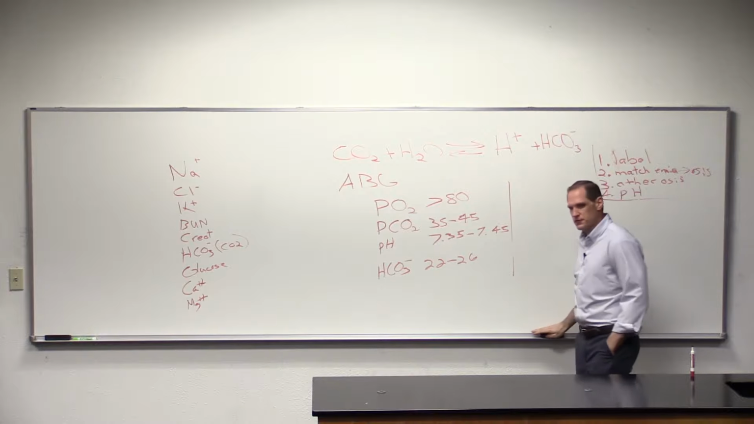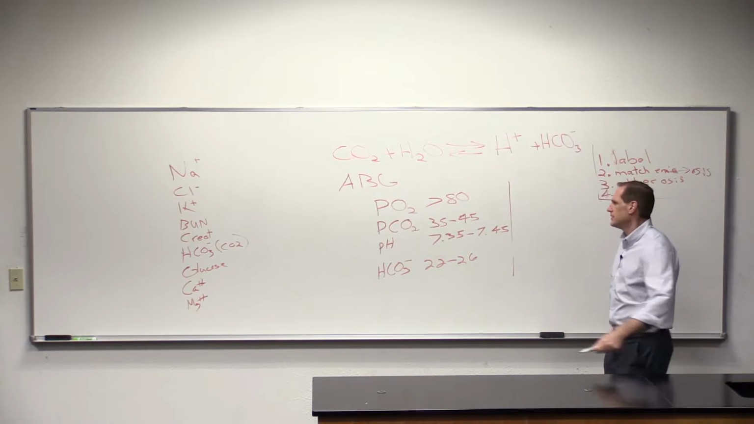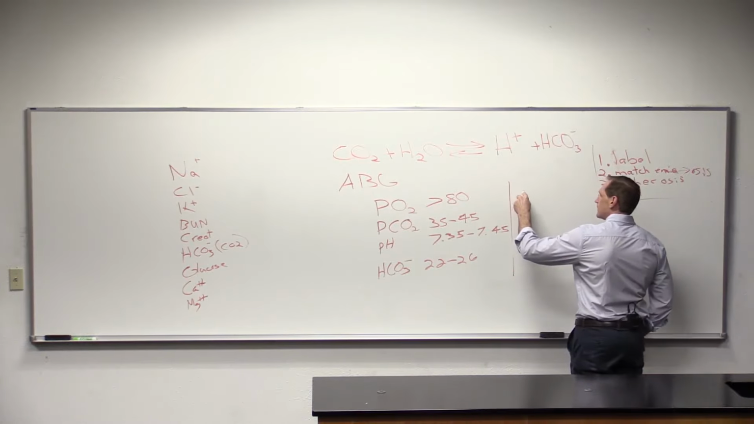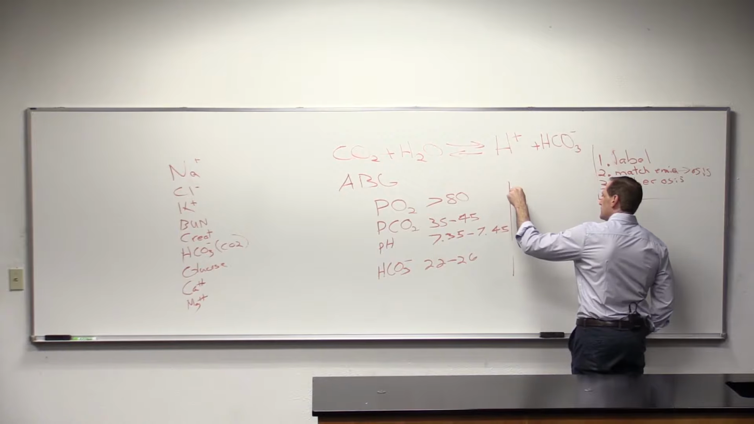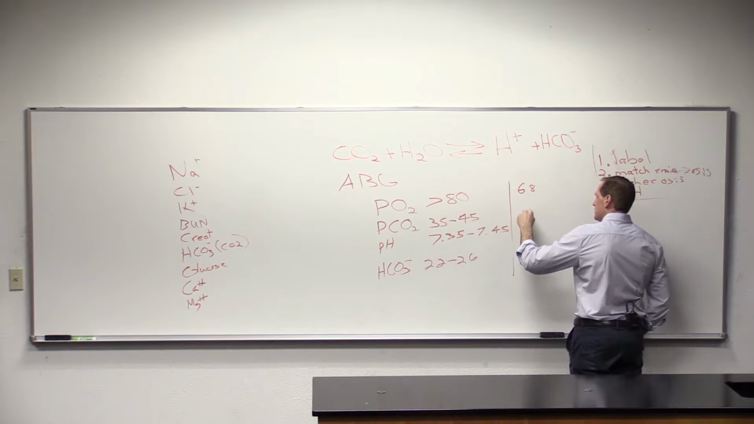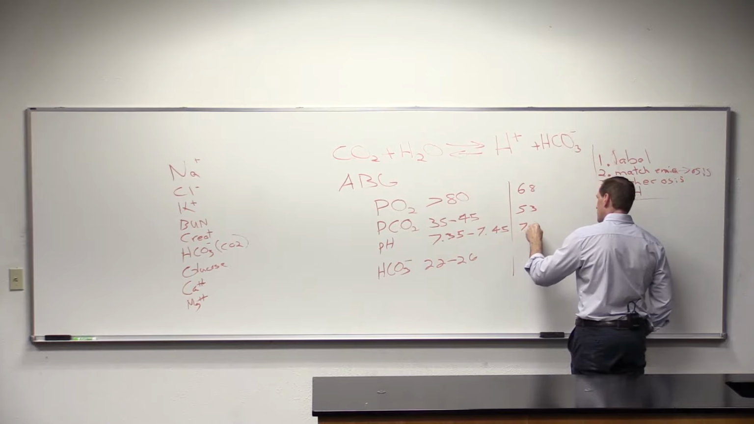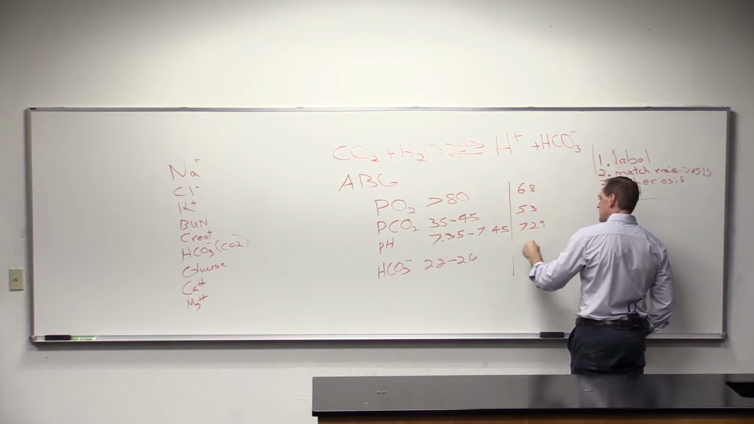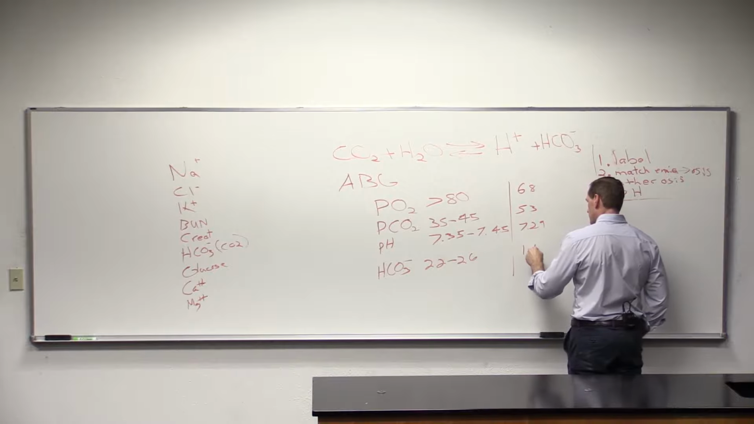All right, one last one. Are you ready for the bonus prize? Let's see what you got. All right, so we'll say that PO2 is 68, PCO2 is 53, pH 7.29, and bicarb 14.